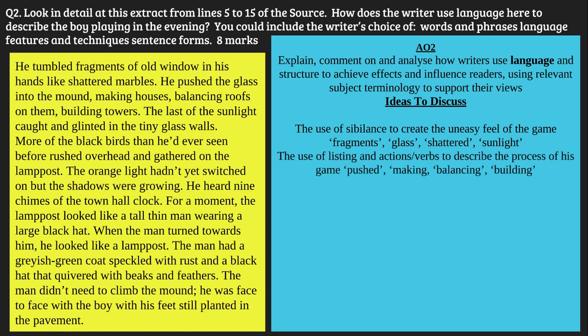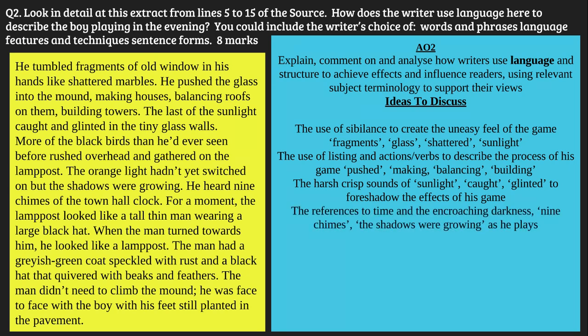The use of listing or action verbs to describe the process of his game. Pushed, making, balancing, building. The harsh, crisp sound of sunlight. Caught, glinted, to foreshadow the effects of his game. So think about what you read later on in it, maybe.